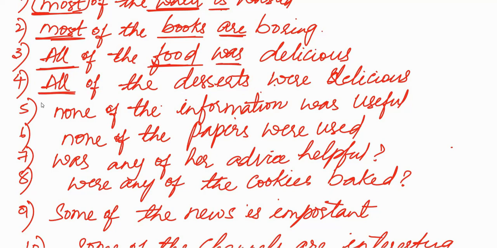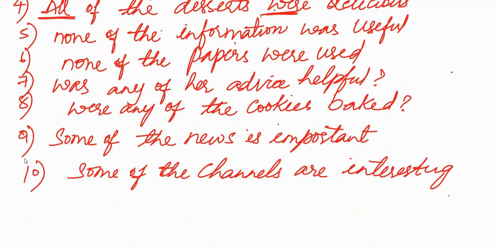In the next sentence, all of the desserts were delicious. Here desserts are countable and they are in plural. Hence all here is used as an indefinite plural pronoun, and the plural verb is taken here. In the next sentence, none of the information was useful. None here is taken as a singular indefinite pronoun because information is an uncountable noun. You cannot count information, and there is no plural form for uncountable nouns. And that is why we have taken the singular verb was.